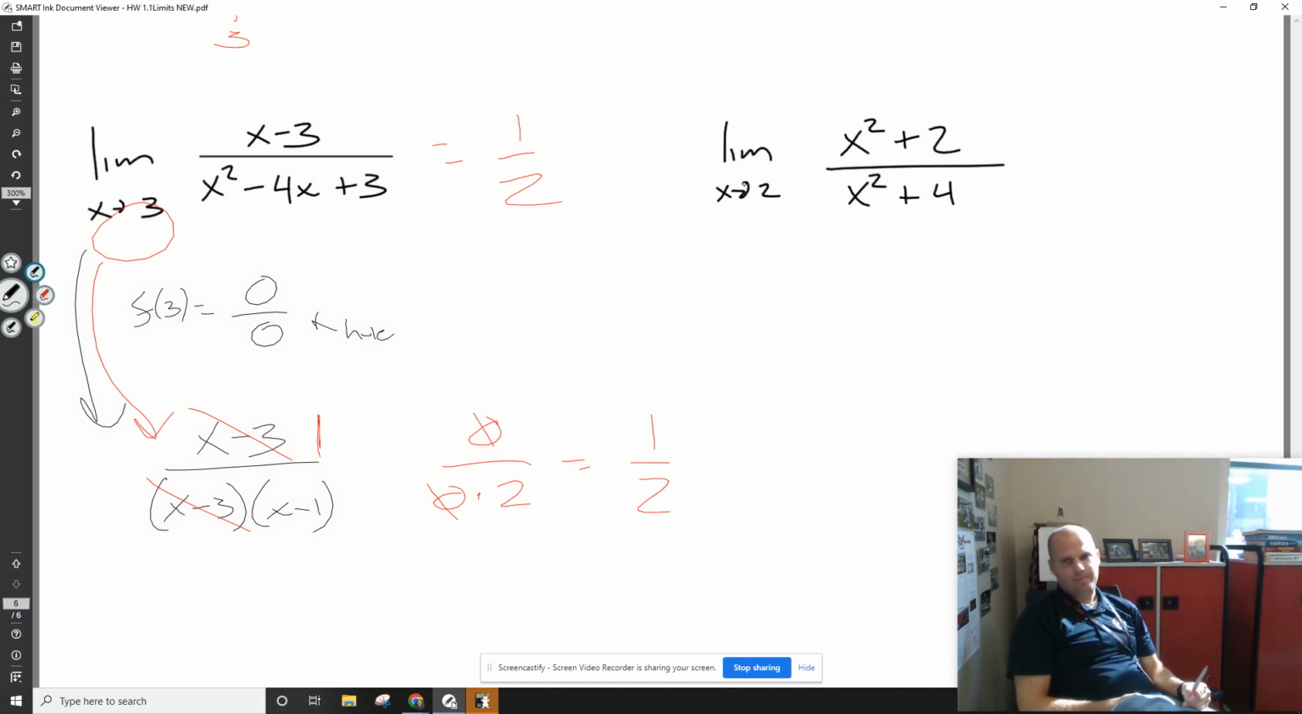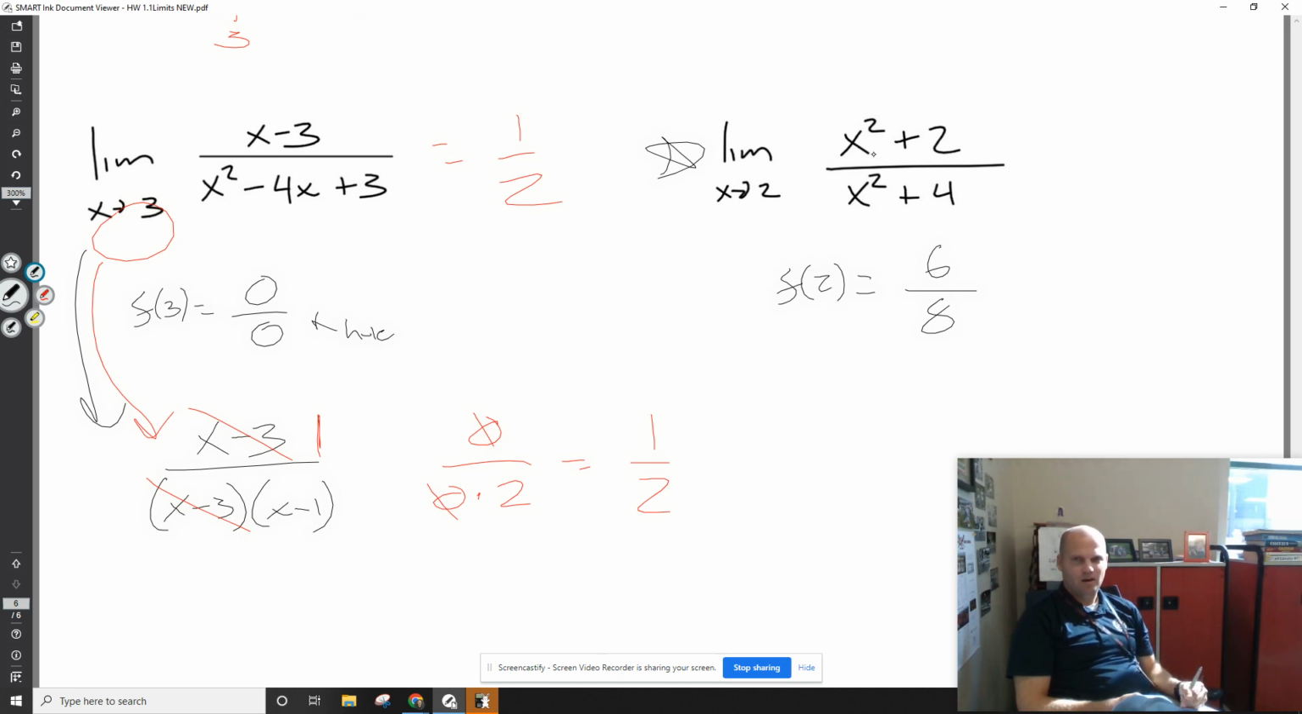Yeah, don't fall into the trap though. I put this here for a reason. Don't assume you're going to get 0 over 0. I get 6 over 8. I actually can't factor these. If you tried to factor, you'd fail.